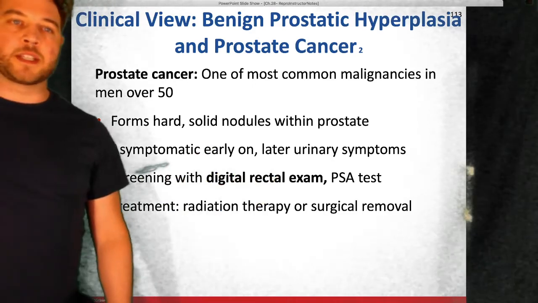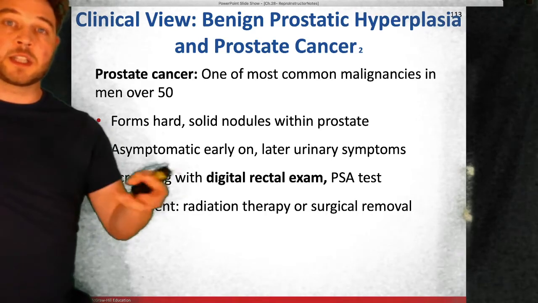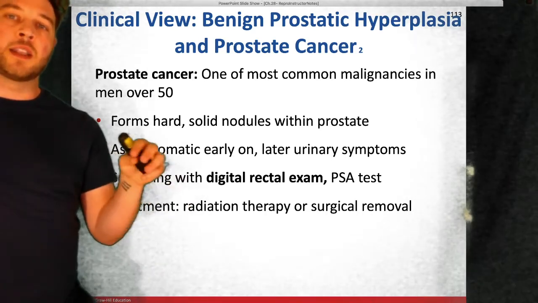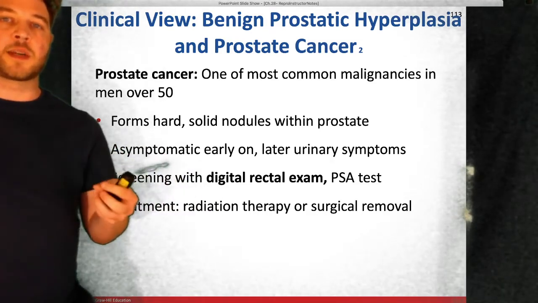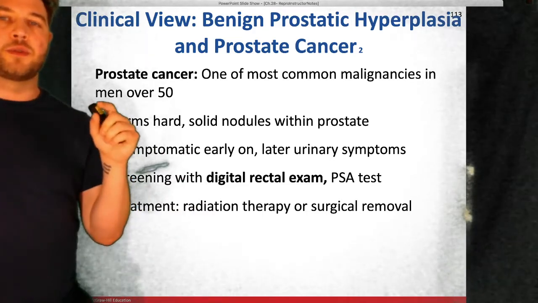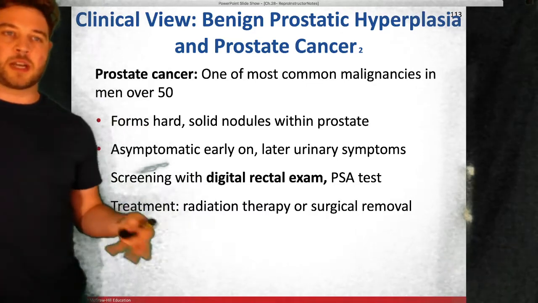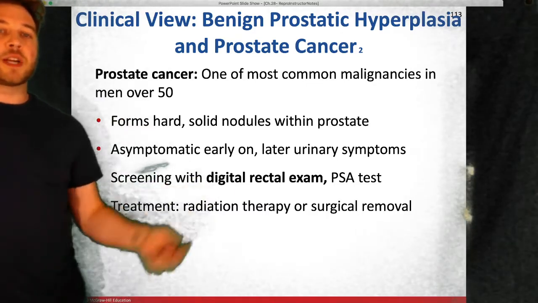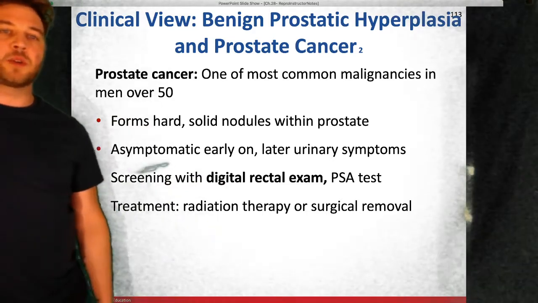Typically, one of the common symptoms for men is that you can start urinating in a nice, strong, steady stream, and then as you finish, it will start to drip. As the prostate starts to enlarge because it's compressing on the urethra, it begins as a drip and then becomes a steady stream. That's usually when it's time to definitely get your prostate checked. Screening is done with a digital rectal exam. Treatment is radiation therapy or surgical removal.